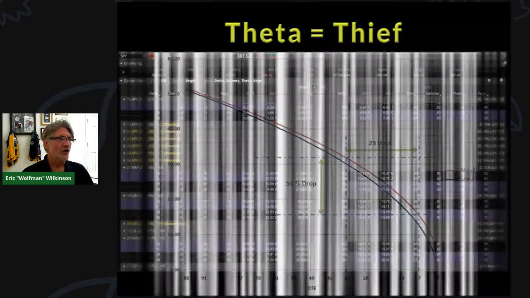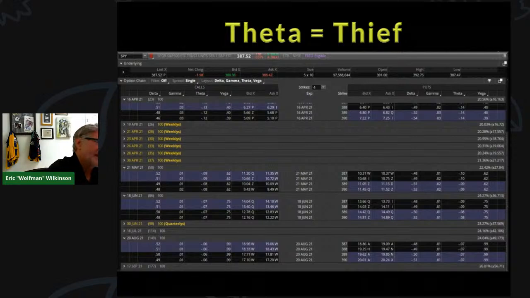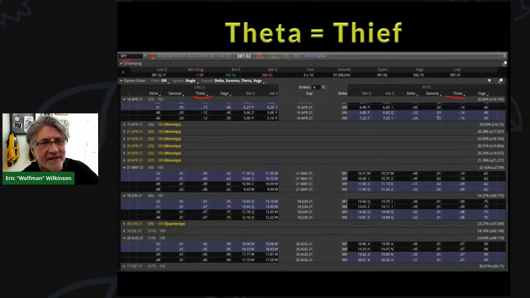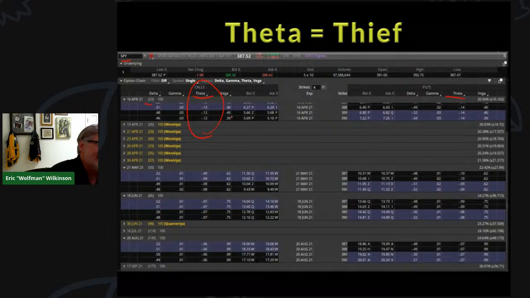All right. So another way we can look at this thief in the night that comes and takes our premiums, I just used SPY as an example. Why? Because we're looking at theta on the calls and the puts. We can see theta is always negative, right? Because every single night he takes premium out of the calls and the puts. All right. So if we look at theta with like 23 days to go, you can see every night 12 cents is coming out of this premium.